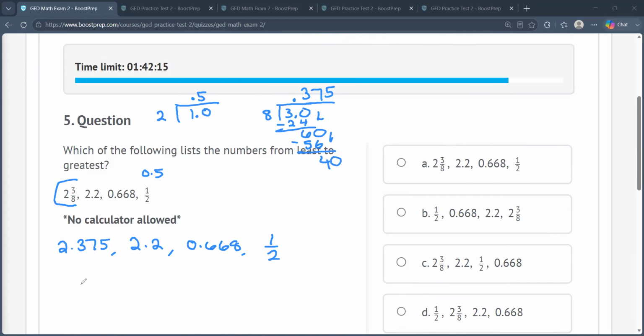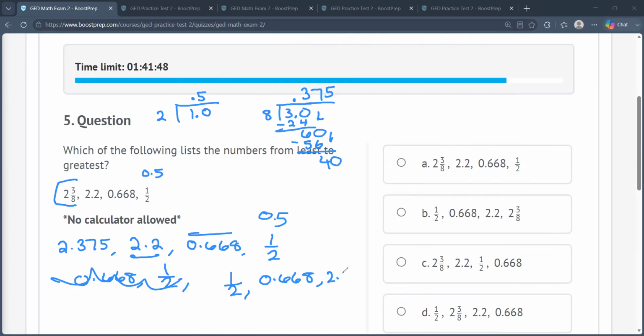So what is my smallest? It is 0.668. No, smallest, sorry. 0.5 would be the smallest, so it's going to be 1/2. Then the second smallest will be 0.668. Then the next smallest number is 2.2. And then the largest is the 2 and 3/8. Okay, so that looks like it's letter B.